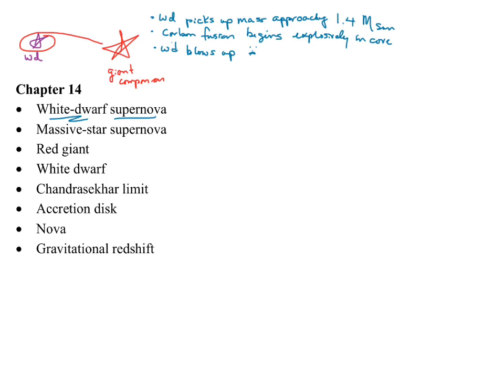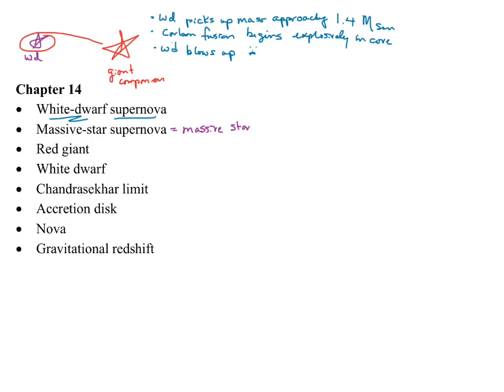What can happen is your swollen giant can dump material on your white dwarf, and two things can happen from that. Starting with the first one I have listed here, supernova: basically the white dwarf picks up enough matter to come out of retirement, to begin nuclear fusion in its core, to fuse carbon, and it just blows up because it can't handle that.